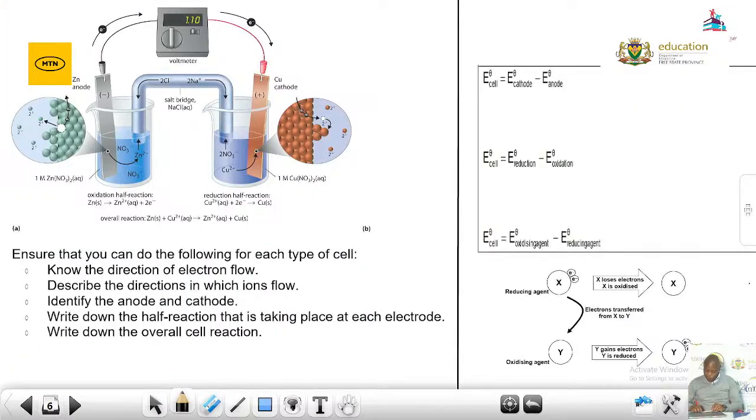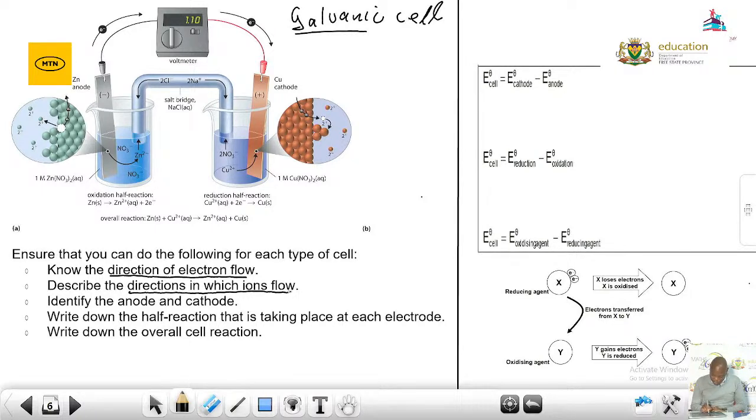Let's quickly go now to electrochemistry. So when we get to electrochemistry, this is our galvanic cell. So in a galvanic cell, possible questions is we need to know the direction of electron flow. At the very same time, we need to describe the direction in which ions are flowing. So I chose this diagram because it clearly indicates which ions are going and which side the cations are going. And we have our anode and cathode. I will explain that further.